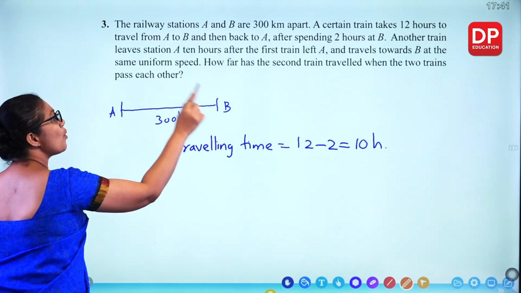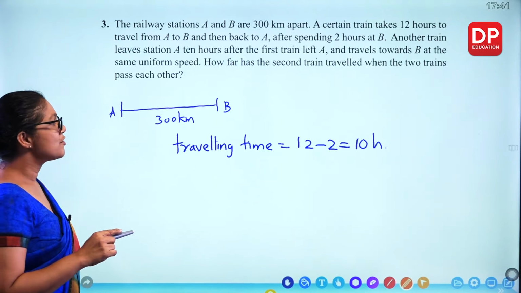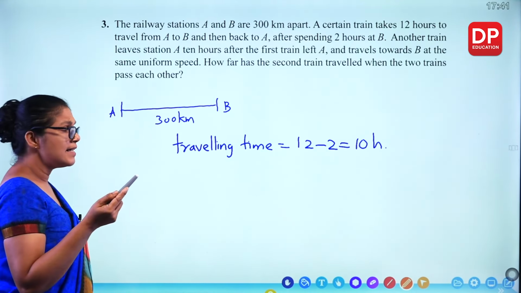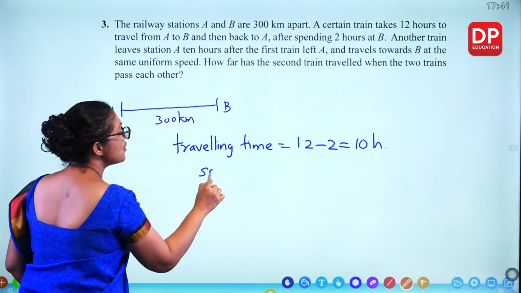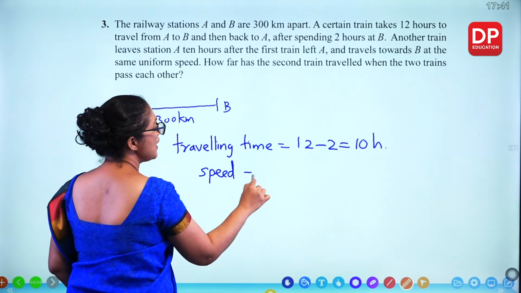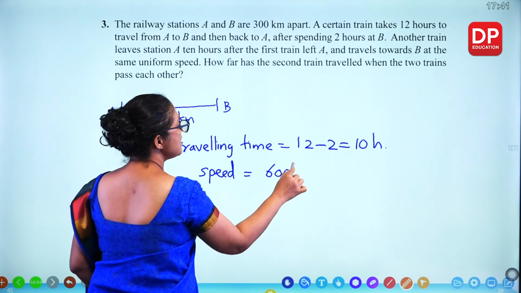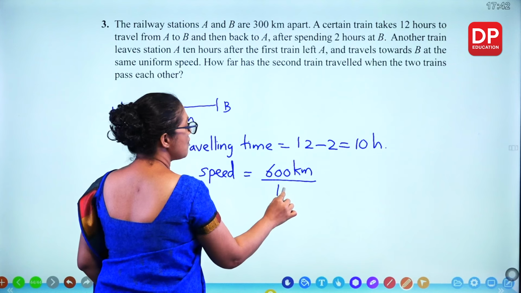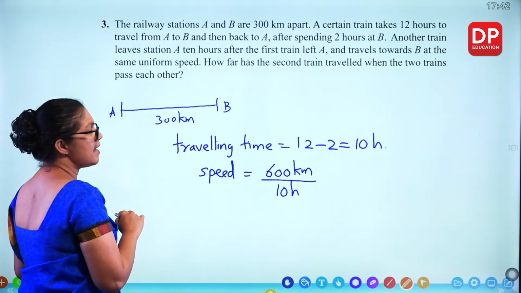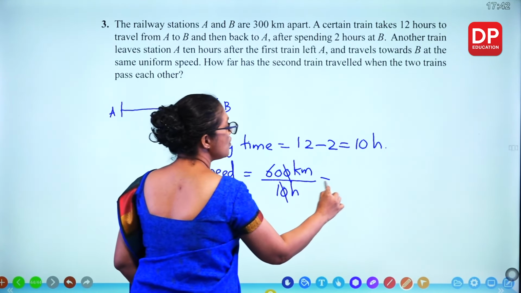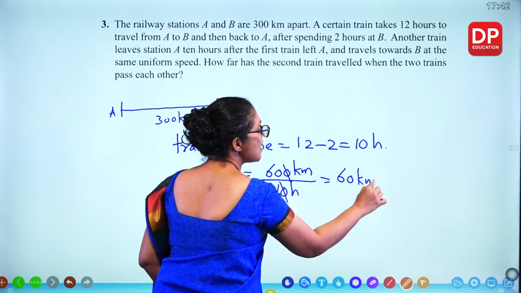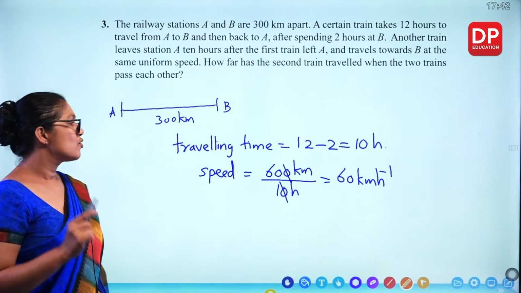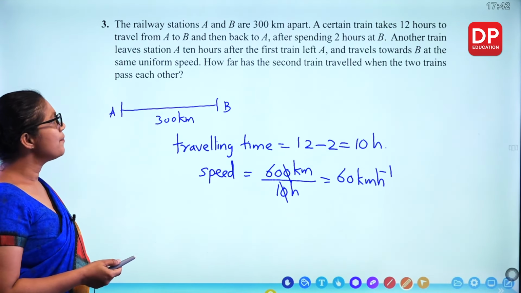So what's the total distance traveled by the train? 300 here, another 300 there, altogether 600. So what's the speed of the train? Total distance traveled is 600 kilometers, divided by how many hours traveled? 10 hours. So when you simplify, you get 60 kilometers per hour. So both trains have the same speed, 60 kilometers per hour.